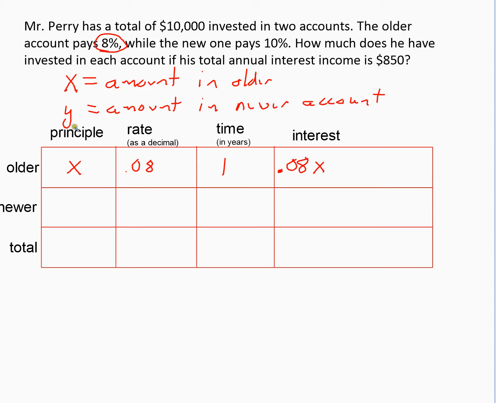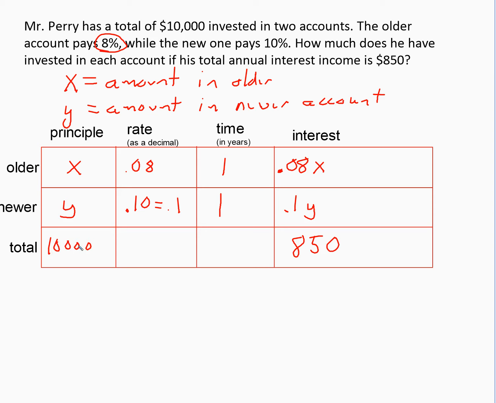The newer account, the amount we have in our newer account, is y. That's 10%, which is 0.10, which is just really 0.1. That's also in for a year because it's talking about annual interest. And so we multiply across there, you get 0.1y. And we know that the total here is going to be $850, our total interest. We also know over here that our total principal is $10,000.